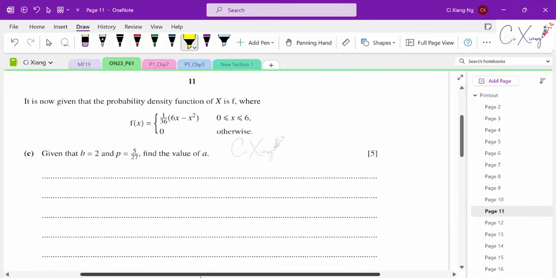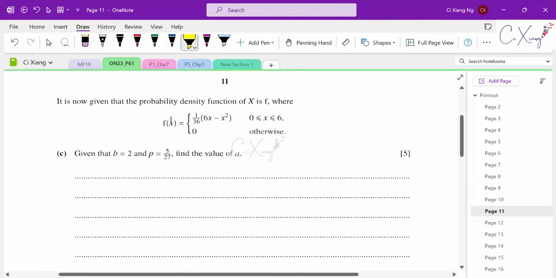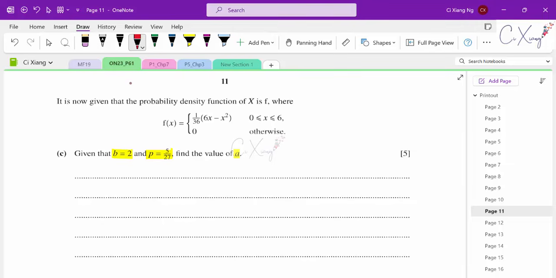For part C, now they give us a probability density function as shown here. And they are telling you that B is equal to 2 and P is equal to 5 over 27. So how can you find out the value of A? Again, I need to go back to our question here.